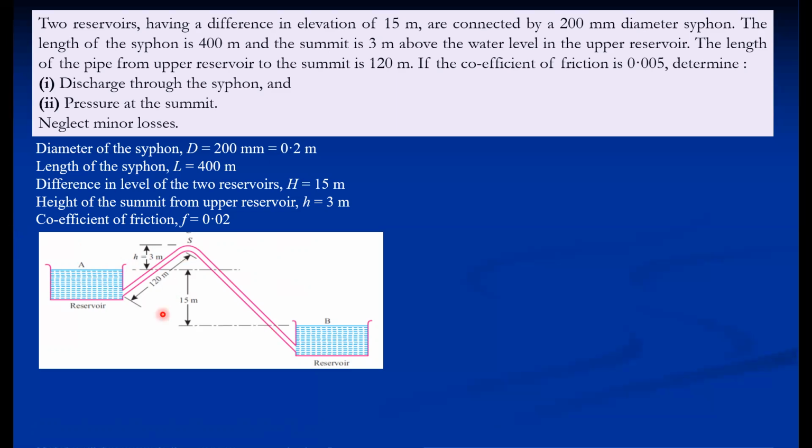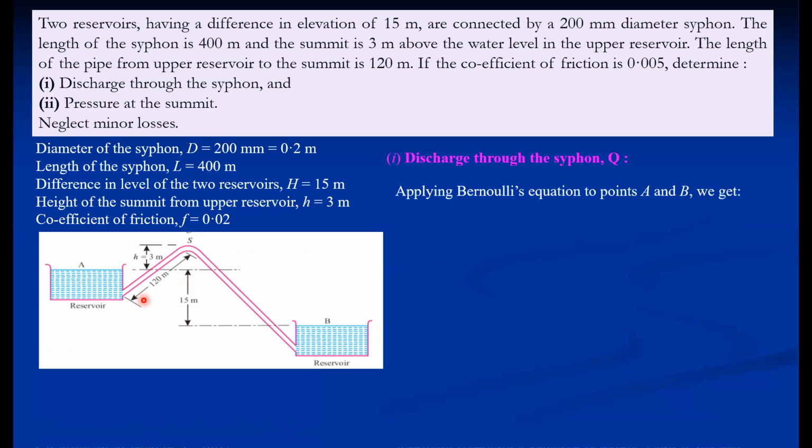Now in this case, elevation, diameter and length are given, so we can apply Bernoulli's equation between A and B. First of all, we have to calculate discharge by applying Bernoulli's equation between A and B. Since losses are there, for siphon cases we have to use the modified equation: PA by gamma plus ZA plus VA square by 2g is equal to PB by gamma plus ZB plus VB square by 2g plus HF.